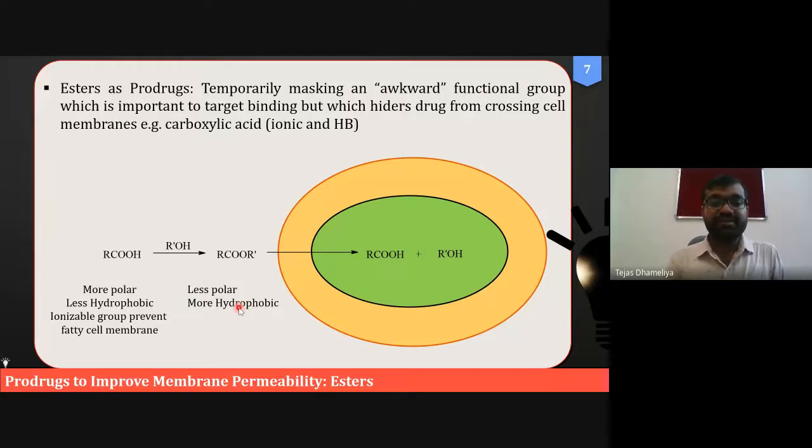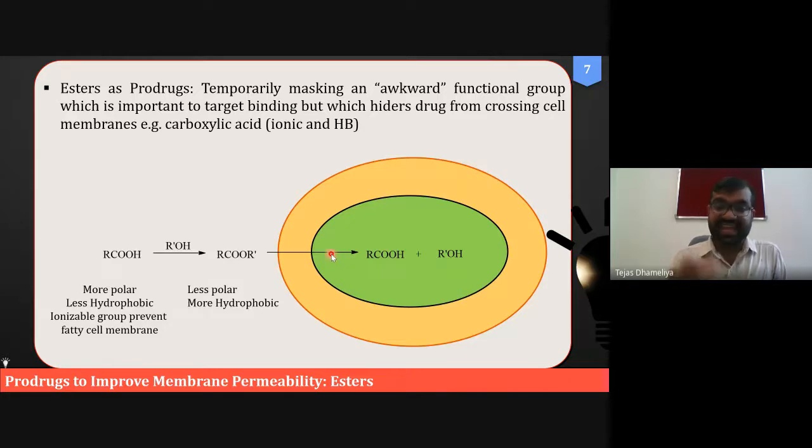It is more hydrophobic because of the hydrophobic presence of these alkyl groups, whether it is R or R dash. In other words, it is more lipophilic. So it is easily soluble in lipid, and lipid is, in other words, this mycobacterial cell wall. So now it can cross this cell wall much more easily, and there will be certain other enzymes over there.